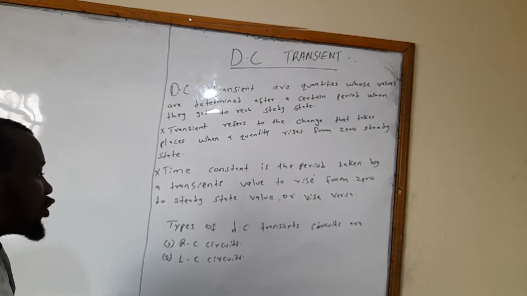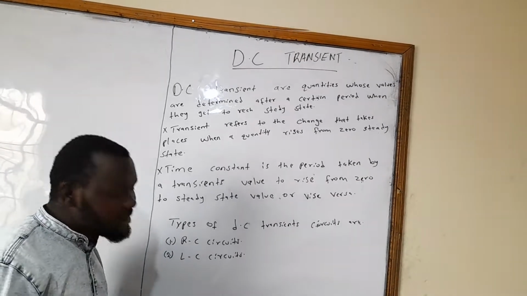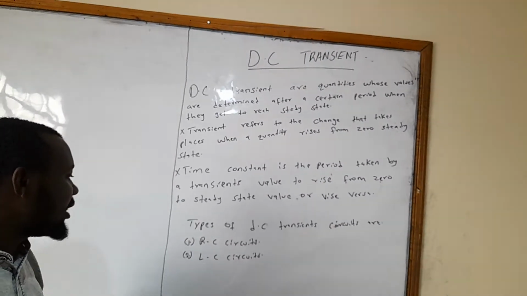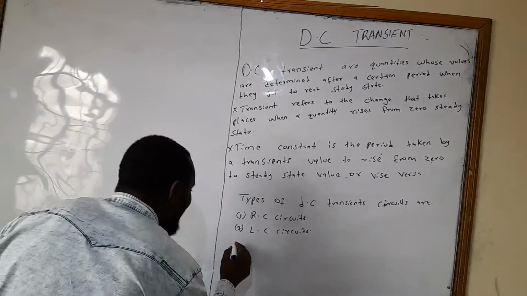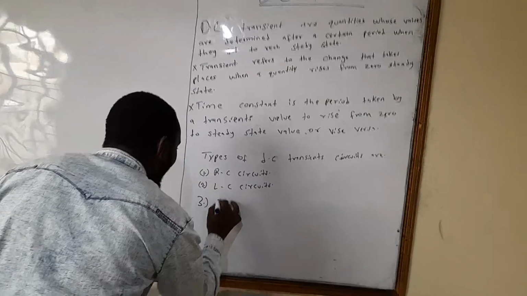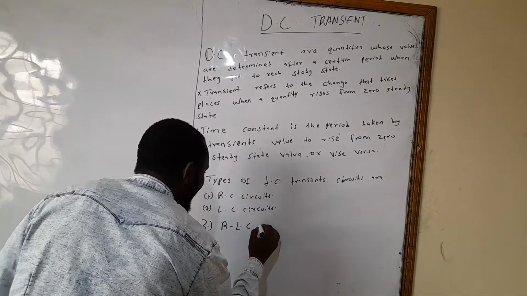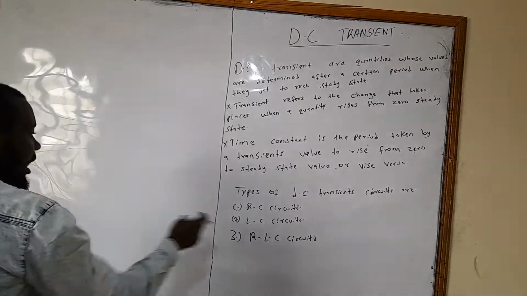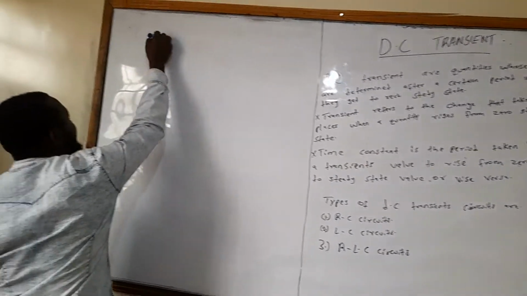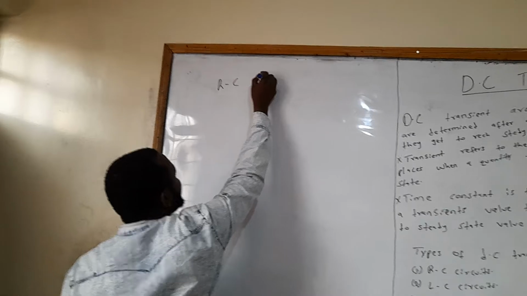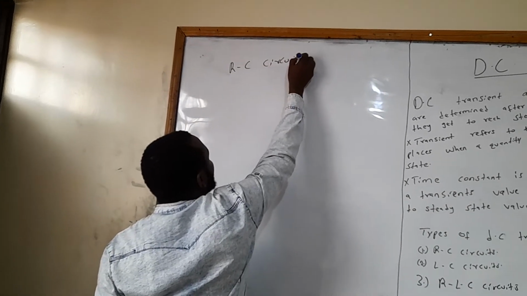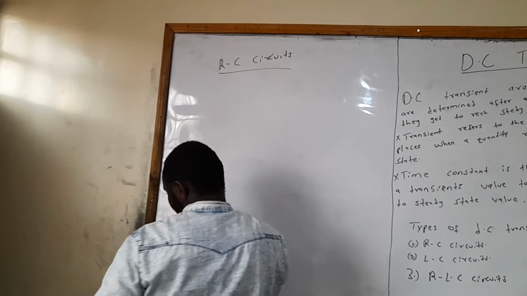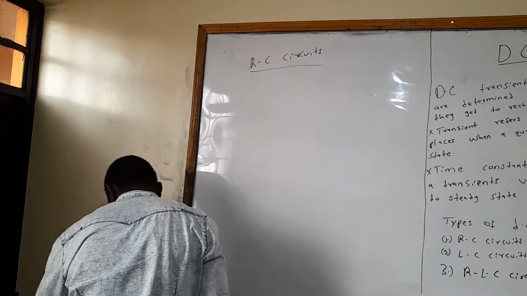And the first one is called RC circuits, and the second one is called LC circuits. And later, we can also talk of RLC circuits. Later, we can talk about this one. Now, today we want to talk about RC circuit. And you can't explain this without a diagram.